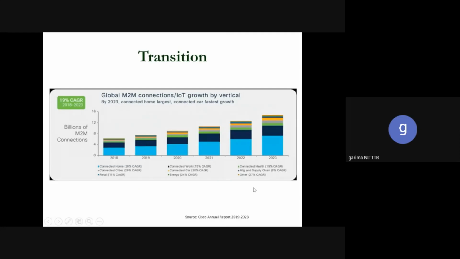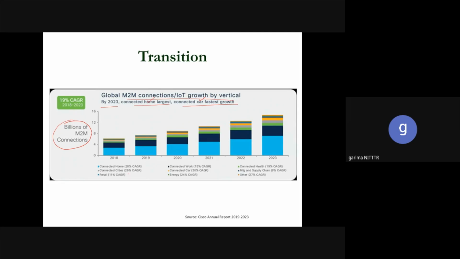From this particular report, which is the Cisco annual report from 2018 to 2023, you can see that there are billions of machine-to-machine connections, and it was expected that by 2023, the connected home would be largest and the connected car fastest growing. So these two targets we are going to achieve by this year, and they are considered part of machine-to-machine connections or IoT growth.